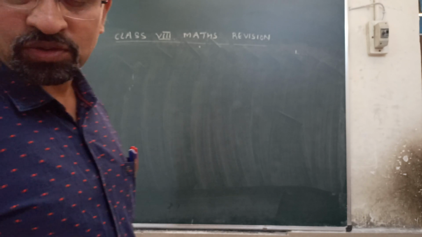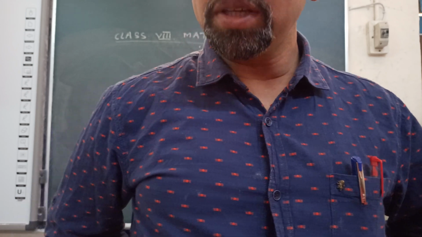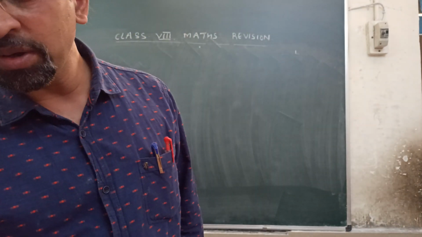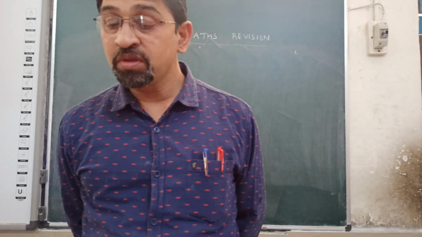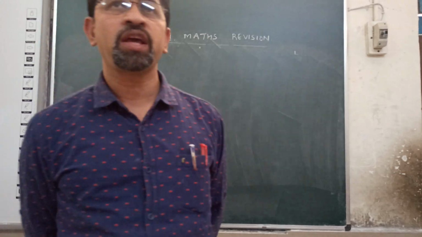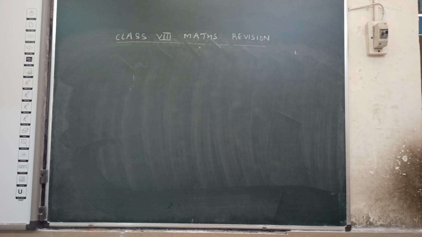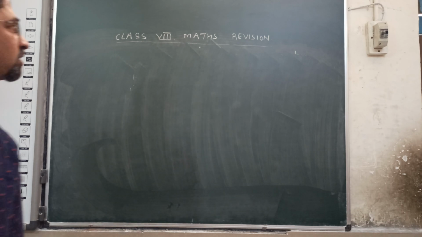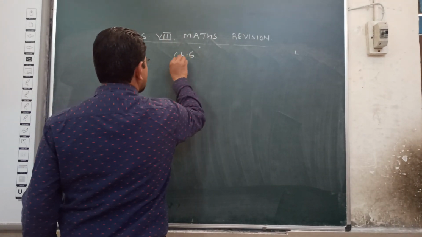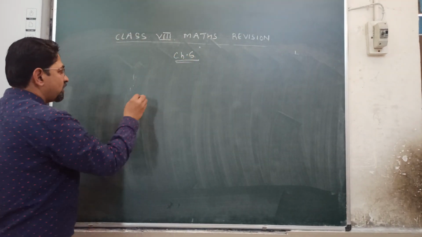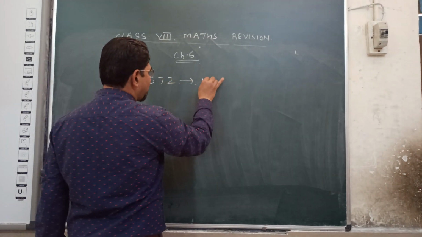Next is square and square root and cube roots. In the square and square root chapter, it is very important to remember the properties. The first property you should remember is that a number ending with 2, 3, 7 or 8 is never a perfect square. That is, if you are given a number like 572, then we'll write it is not a perfect square.